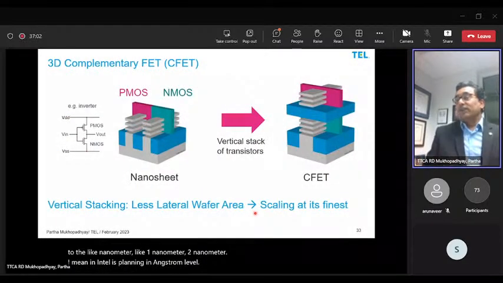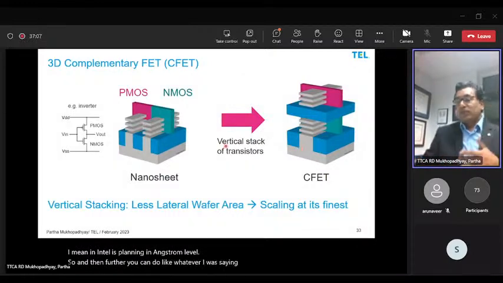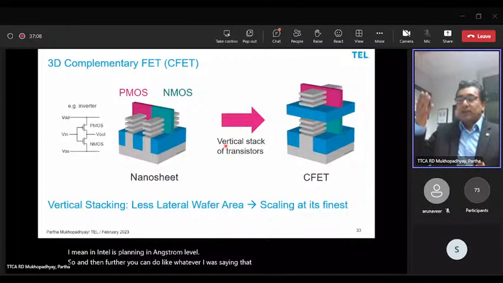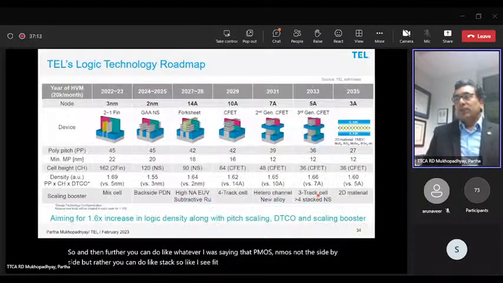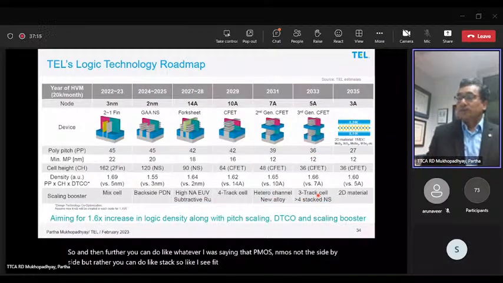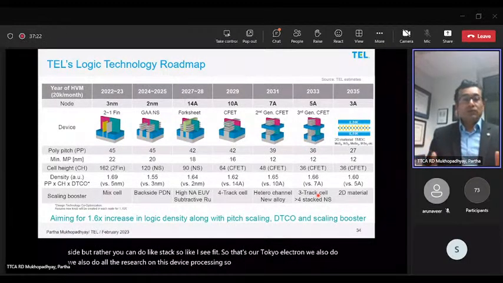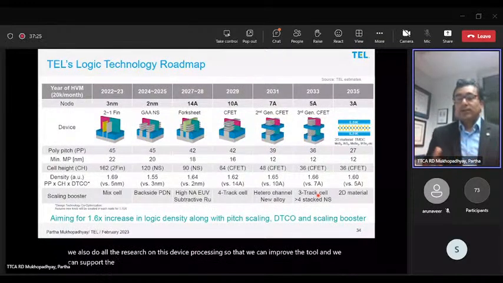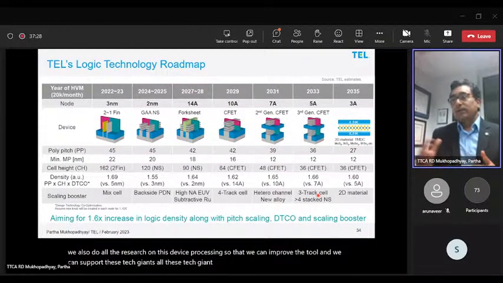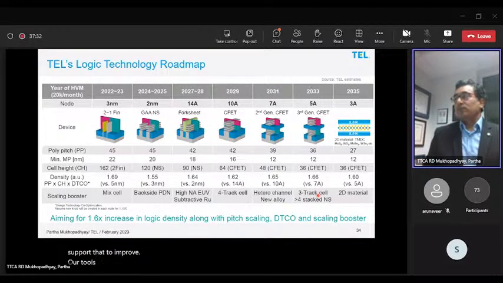And then further, like whatever I was saying, PMOS and NMOS, not side by side, but rather you can do a stack, like a CFET. So that's our Tokyo Electron. We also do all the research on this device processing, so that we can improve the tool and support these tech giants. All these tech giants are doing research in this, and we have to support that to improve our tools so that we can go to that level.